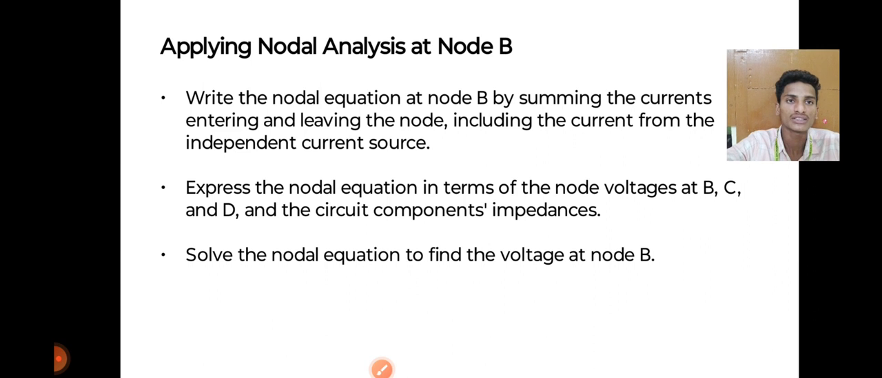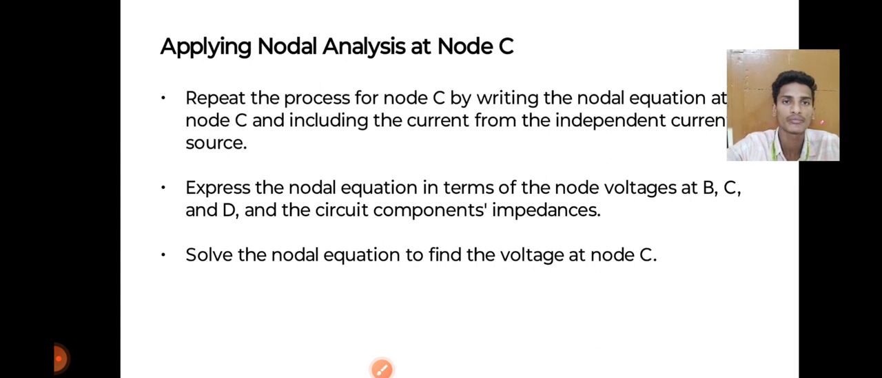Applying nodal analysis on node B. Write the nodal equations at node B by summing the currents entering and leaving the node, including the current from the independent current source. Express the nodal equations in terms of the node voltages B, C and D and the circuit components' impedance. Solve the nodal equations to find the voltage at node B.